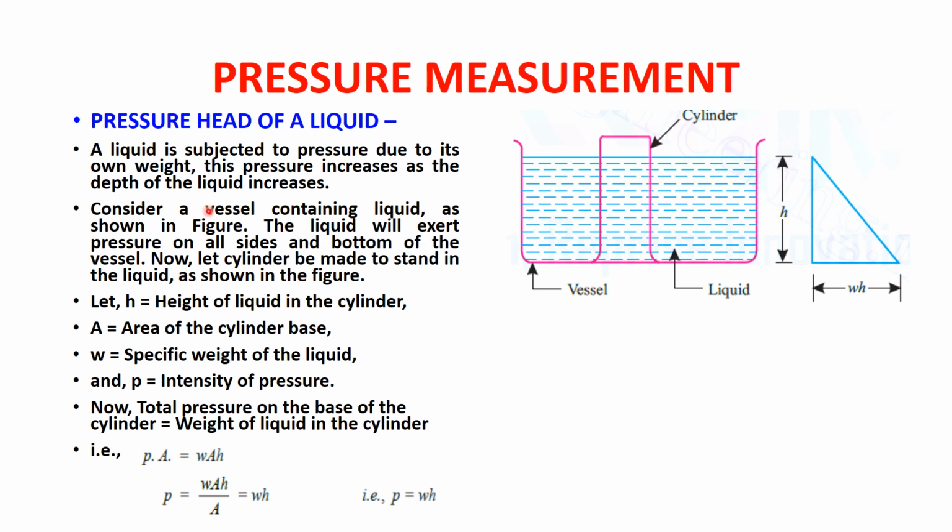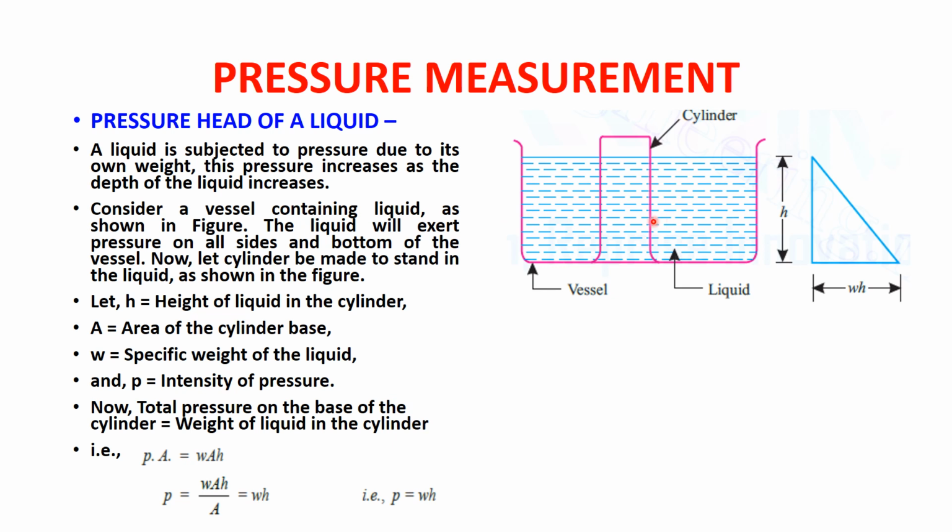Consider a vessel containing liquid as shown in the figure. The liquid will exert pressure on all sides and the bottom of the vessel. First consider that only a vessel is there and no cylinder is placed inside it. When the fluid is there, it will exert pressure on the vessel from all sides, from the bottom, the upward side, and all the sides of the vessel.